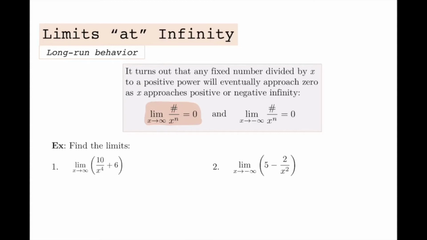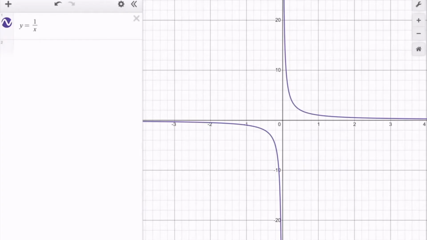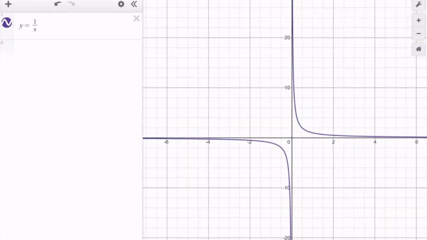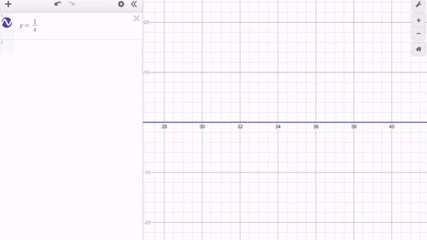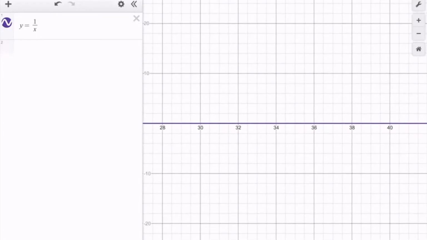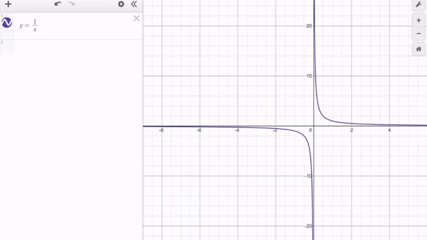Also, the limit as x approaches negative infinity of that same situation is also 0. Let's see graphically why this is true. Well, we just saw that the graph of 1 over x does approach 0 as we let x approach positive and negative infinity. We can actually go really far out, and we can see that it doesn't take long for the function to get closer and closer to the x-axis.